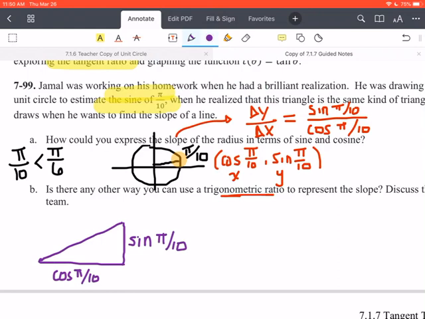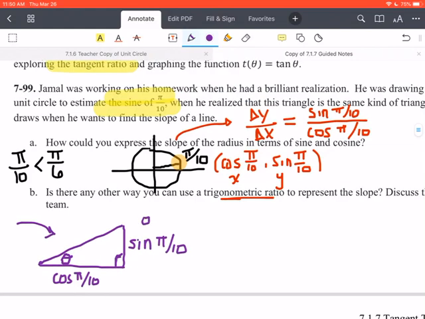Okay, and we're really looking at how we can express the slope of the hypotenuse. If we're looking at this reference angle called theta, when I think back to geometry, I can look at the sine of pi over 10 as being the opposite side compared to theta. I can look at the cosine as being the adjacent side. So what do we know about opposite and adjacent? That has everything to do with TOA. Tangent equals opposite over adjacent.